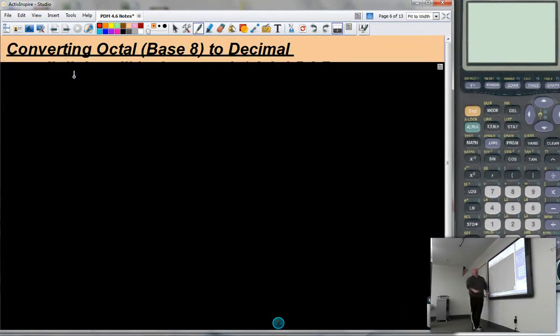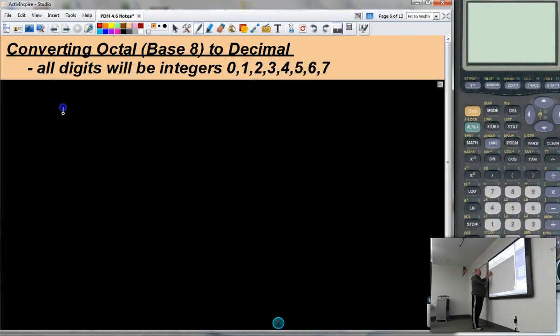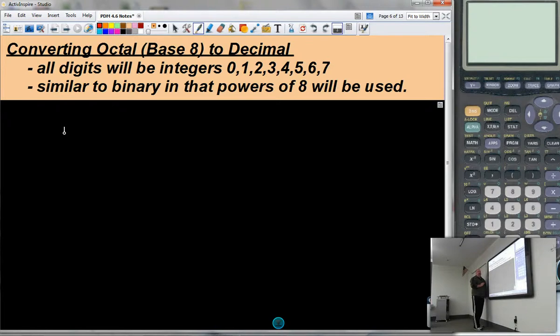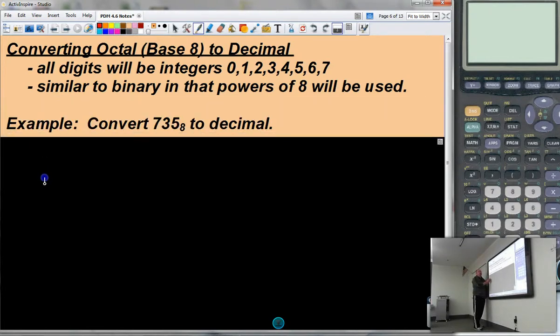Oh boy. Okay, here we go. Octal. Octal is base 8. Now, we're going to use the same approach as we did for binary. All digits will be integers 0 through 7. For binary, the digits were 0 and 1. For decimal, it's 0 through 9. Well, for octal, which is base 8, it would be your remainder classes 0 to 7. Similar to binary in that all powers of 8 will be used.